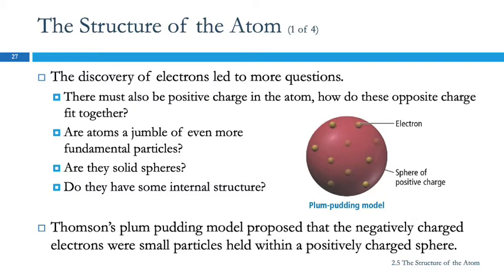So his idea was that there was a sphere of positive charge, that's like the muffin part. And it's got electrons that are negatively charged, just kind of scattered throughout. And those are like the blueberries in the blueberry muffin.